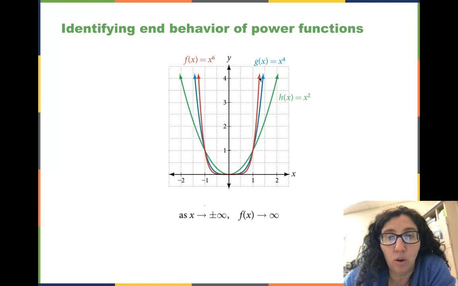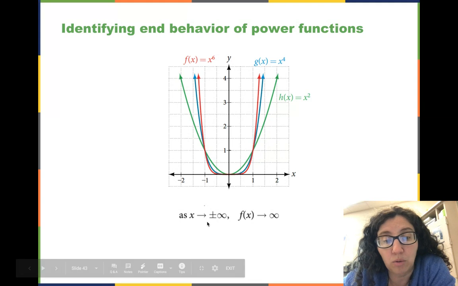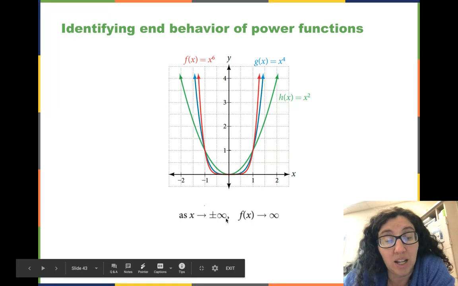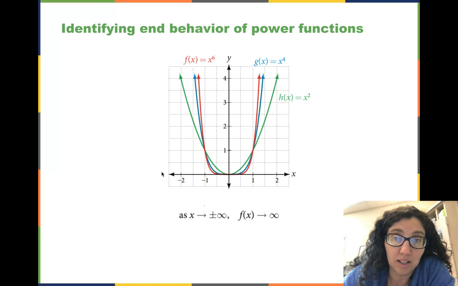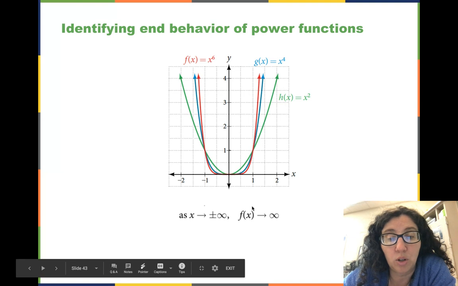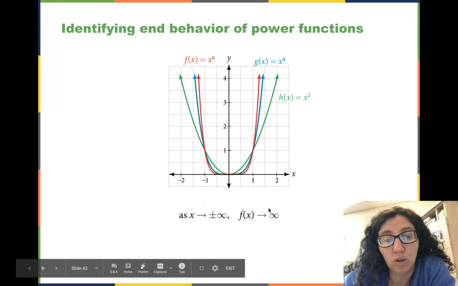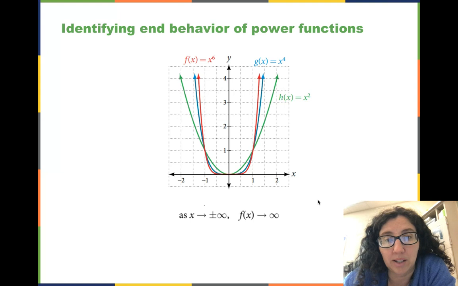So we can see they all go up. The way we would describe that mathematically is as x goes to positive infinity, as we go along the x-axis, f of x goes to infinity. This is the mathematical notation we would use. And we could write it as x goes to -infinity, so as we go along the x-axis to the negative side, f of x goes to infinity. We're using this arrow notation, and we say this as x approaches infinity, f of x approaches infinity. This notation is something that's going to be important to practice.